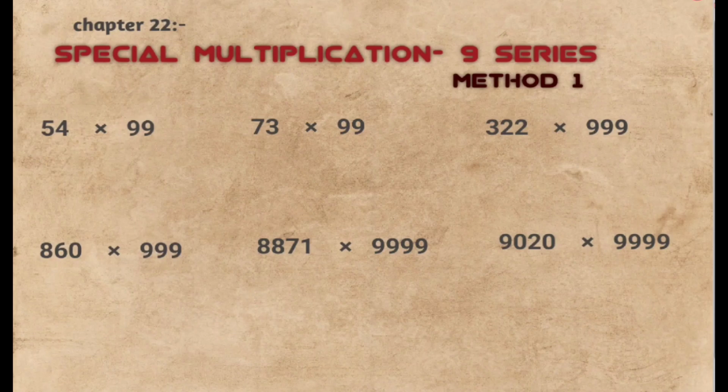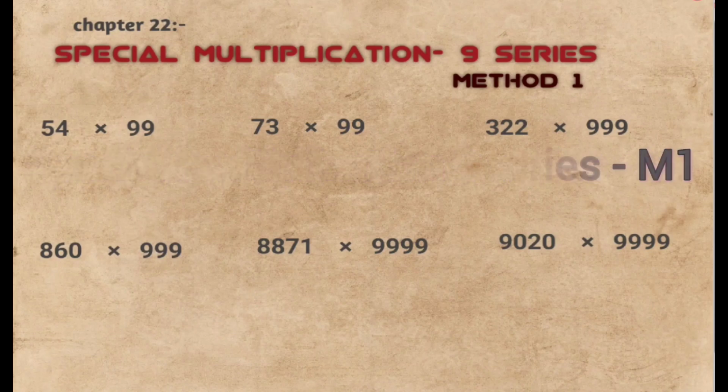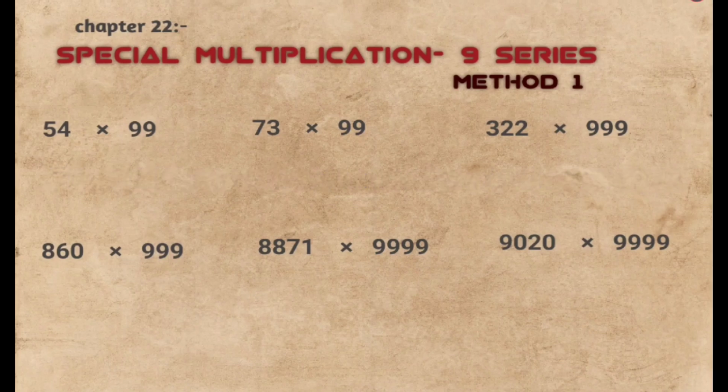Now today's video is about special multiplication 9 series method 1. Here method 1 means that both the numbers have the same number of digits. Let's take an example. The first question is 54 multiplied by 99. As we can see, 54 has 2 digits and 99 also has 2 digits, so that falls under the method 1 category.